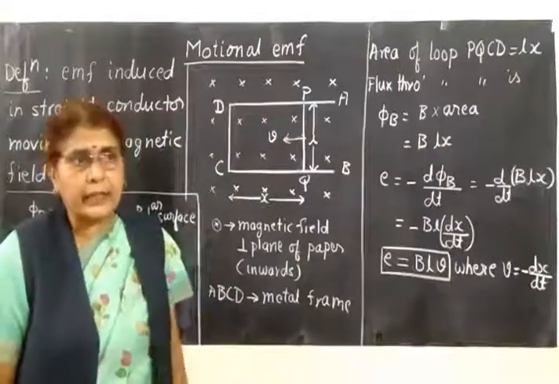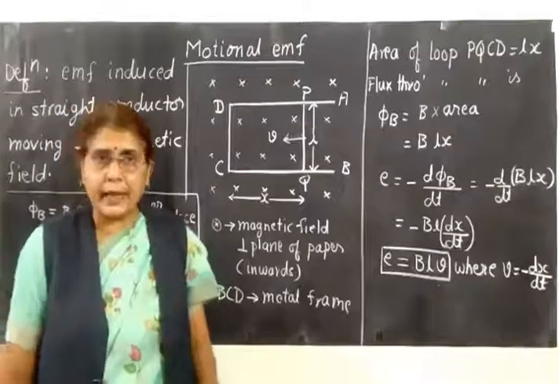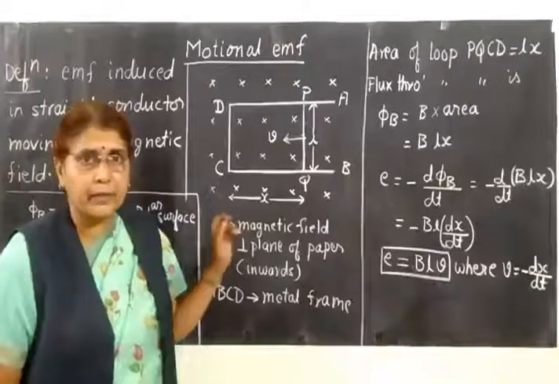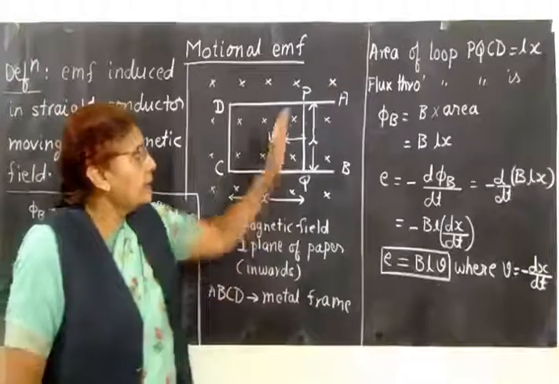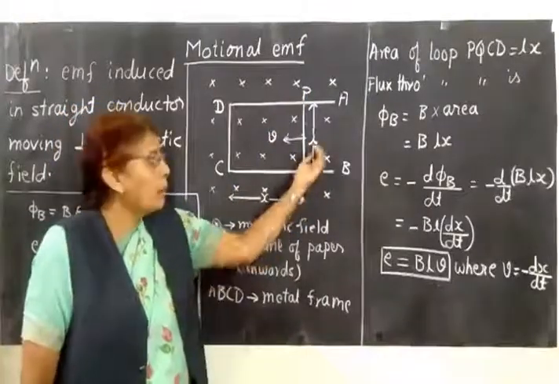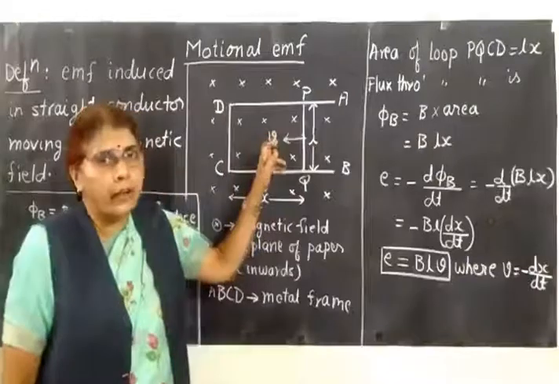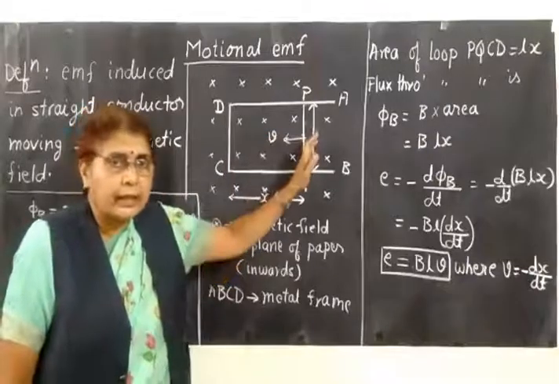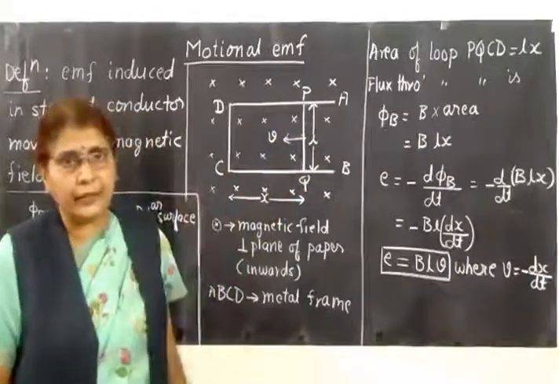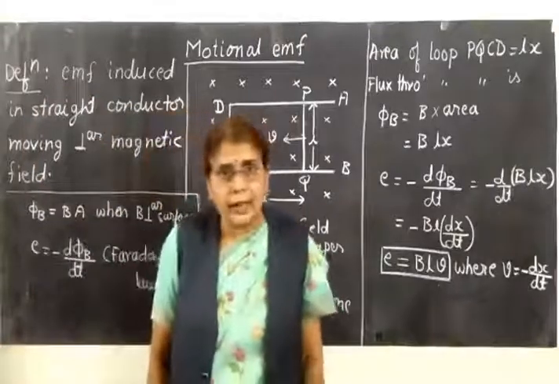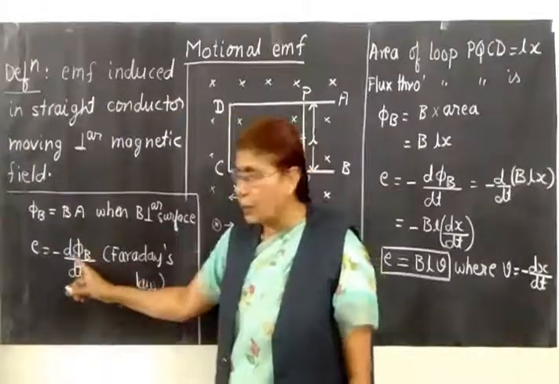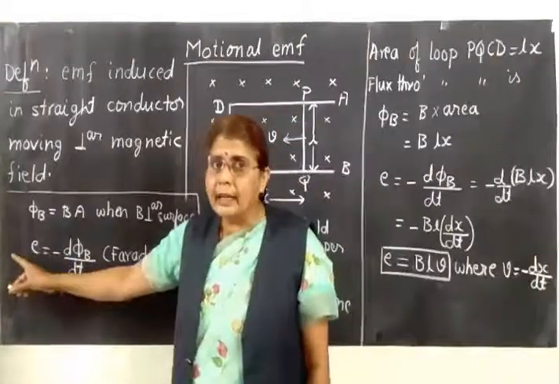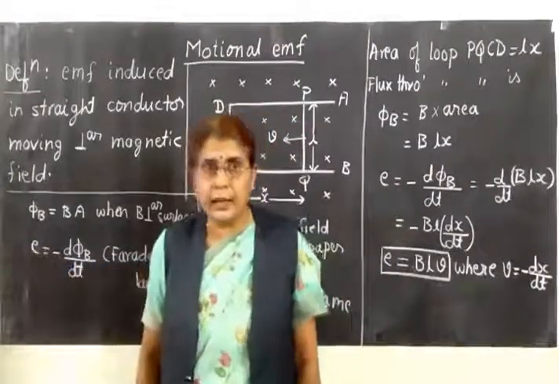Now when is the magnetic flux going to change? If the magnetic flux changes, then only EMF will be induced. So if you want to change the magnetic flux, what is done? The straight conductor PQ moves towards the left with a velocity v. So when the conductor moves in the magnetic field, what happens? The flux linked with it changes, and whenever the flux changes, what is induced in the conductor? An EMF is induced in the conductor.